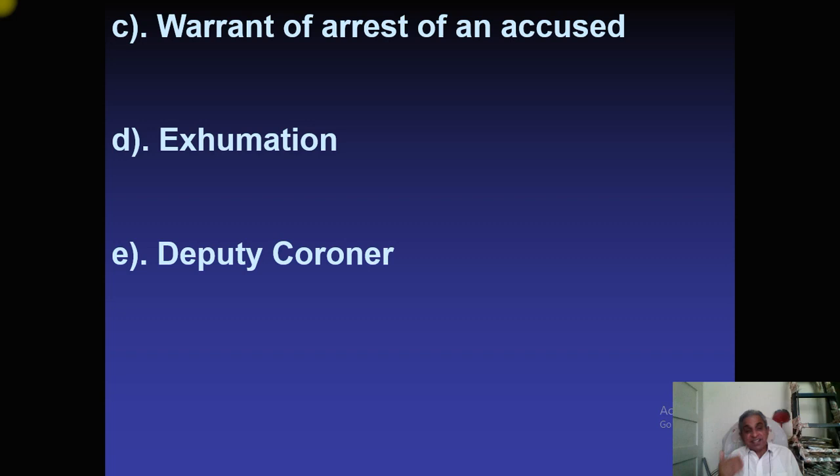Next, the coroner can appoint a deputy coroner. It is his power. He may appoint the deputy coroner, a person of his choice, depending upon the qualification and experience prescribed there. Now this is the end of the first lecture.